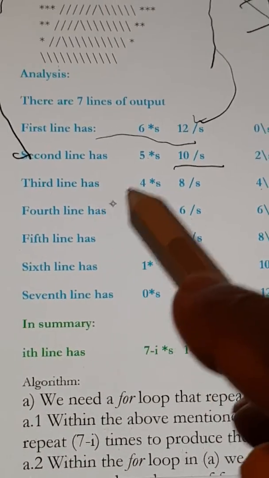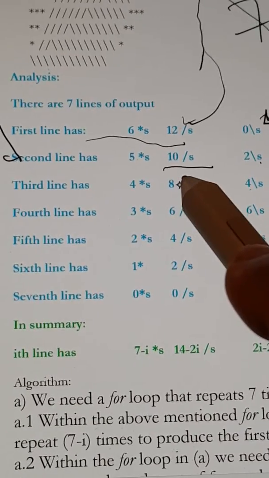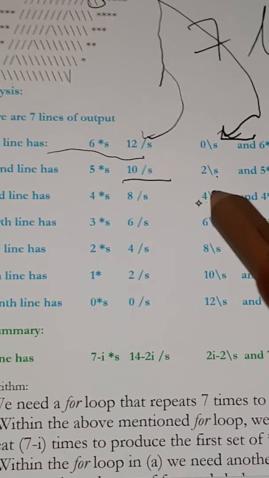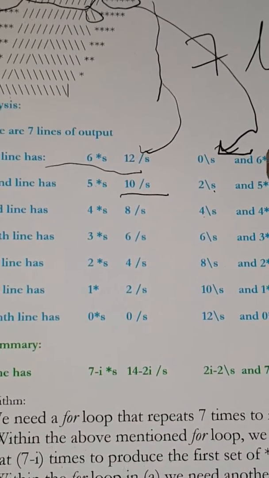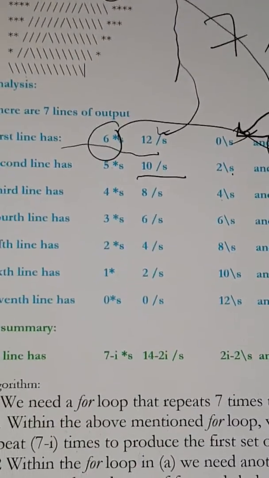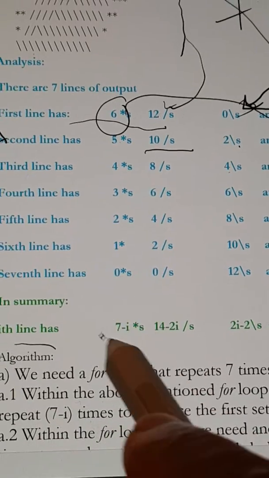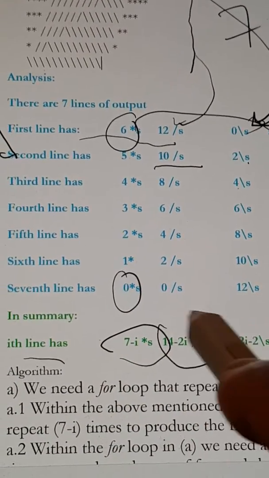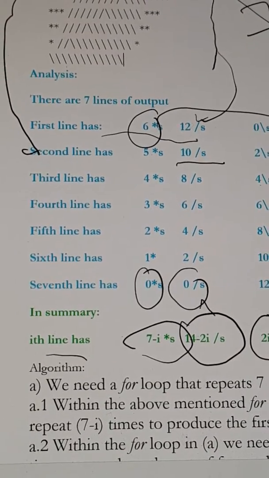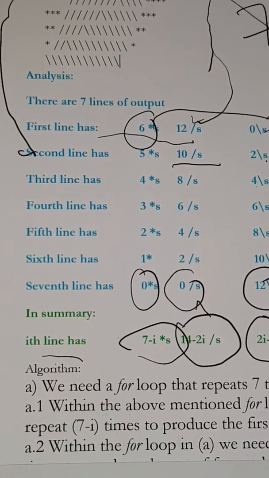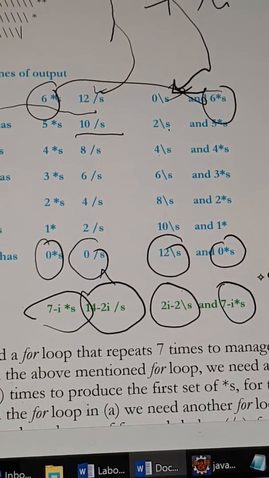So if you see the pattern here, for every following line, the number of stars decreases by 1, whereas the number of forward slashes decreases by 2, and the number of backward slashes increases by 2, and the last number of stars is the same as the first. So what that tells us is that for an ith line, there must be 7 minus I stars, followed by 14 minus 2I forward slashes, followed by 2I minus 2 backward slashes, followed by 7 minus I stars.